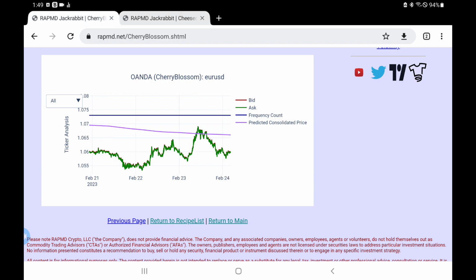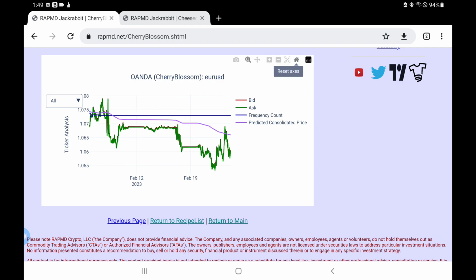And let's take a look at the bigger picture and really see that correlation. You see that the predicted consolidated price in both charts is dropping. So what does that mean in relation to the market? Well, that means that the bot believes the market is still going to go down in value.